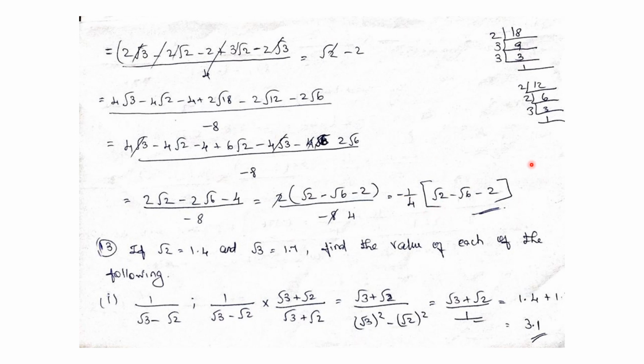Then 13th sum, if root 2 is equal to 1.4 and root 3 is equal to 1.7, find the values of each of the following. Okay, so as usual we need to rationalize and then we need to substitute the value. Instead of root 2 we have substituted 1.4. Instead of root 3 I placed 1.7. Okay, so the answer will be 3.1. Okay, here this is 1.7.